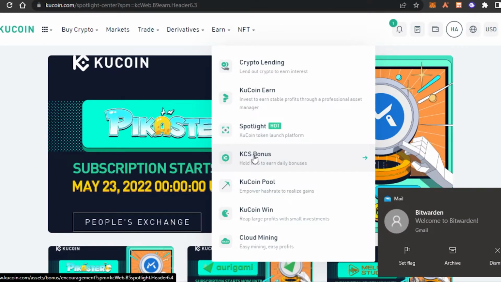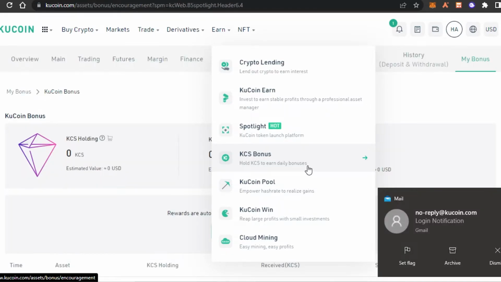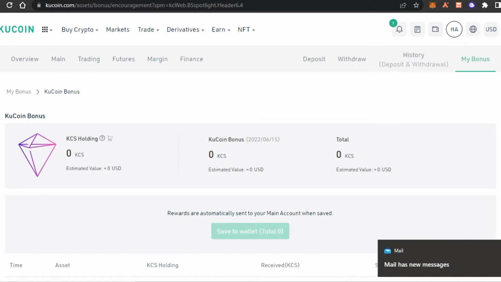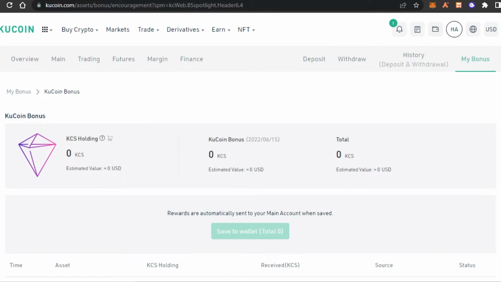Next, we have KCS bonus. Hold KCS to earn daily bonuses. So this is also one of the ways we can make money on KuCoin, and that is that we can hold KCS. When you're holding a KCS, it's just like trading, how you hold your different trading cards and your assets. You hold it, you have one KCS, right? Whenever the market goes up, you will be earning profit, making money out of it, and you can invest more and more with the coming time, and you will be able to make more and more profit.